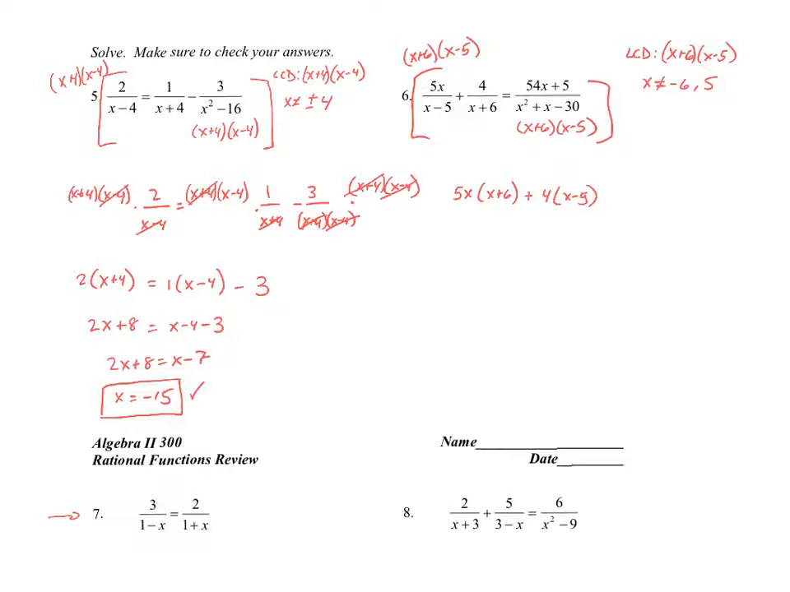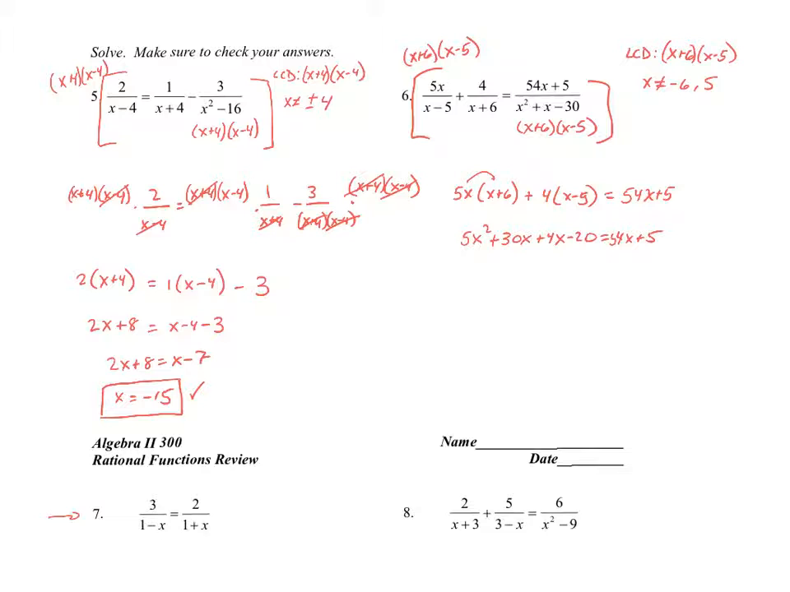And in the right-hand fraction, on the right side of the equal sign, everything cancels out in the denominator, so I'm just left with the 54x plus 5. Okay, so now I'll distribute through here: 5x squared plus 30x, plus 4x minus 20, and that equals 54x plus 5.